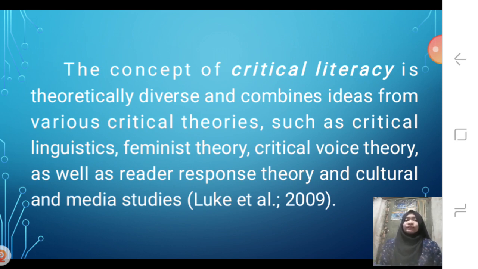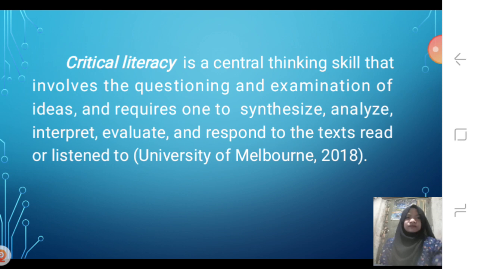The next one is critical voice theory, which is about language defense. And then the last one is reader response theory. Once you are critically literate, you will be able to respond to the text. And also cultural and media studies, which emphasizes the study of media in relation to historical, economic, or political context. And that's for the first one.